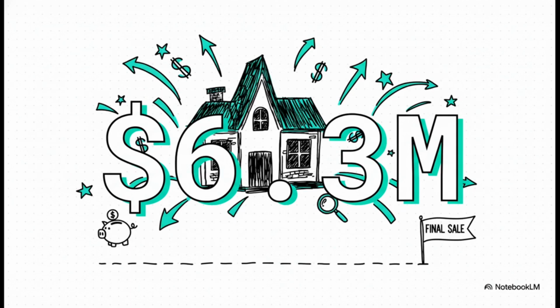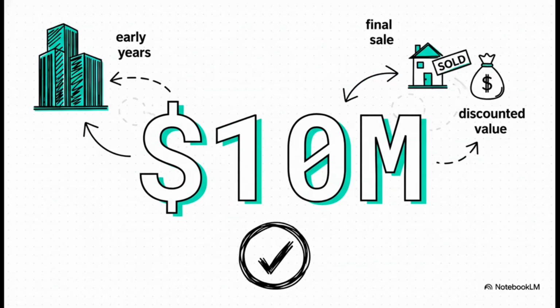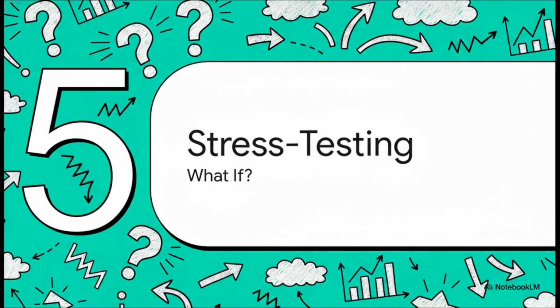And now for the big one, the grand finale, that massive final sale price. Now, even though it's a full 10 years away, it's such a huge number that even after we discount it, its value today is still a whopping $6.3 million. This is really the climax of our property's financial story. And now, we just add it all together. The discounted cash from the early years, plus the discounted cash from the later years, plus the discounted value of that final sale, and there it is, the grand total. The estimated value of our skyscraper today is $10 million. Boom. So there we have it, $10 million.